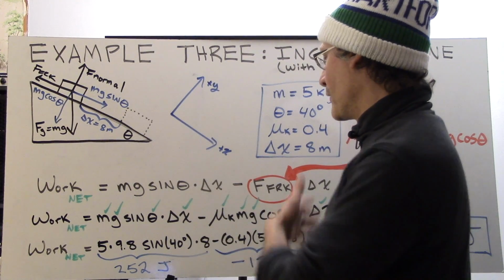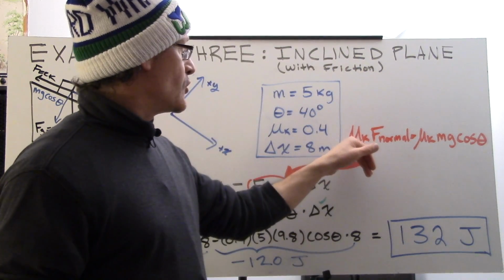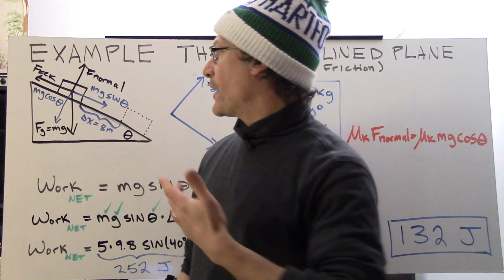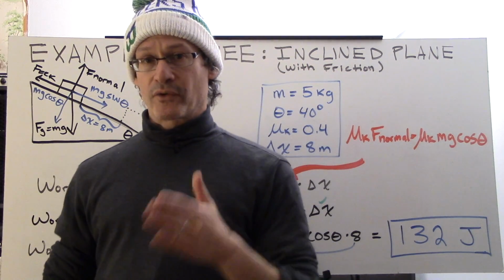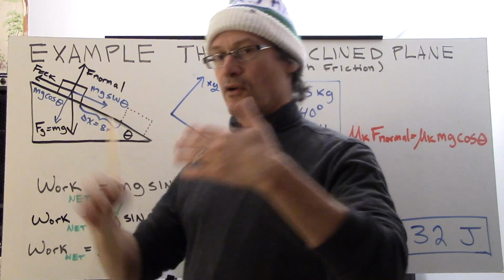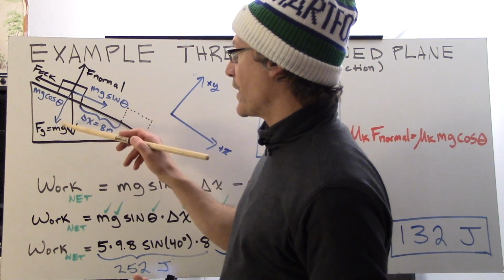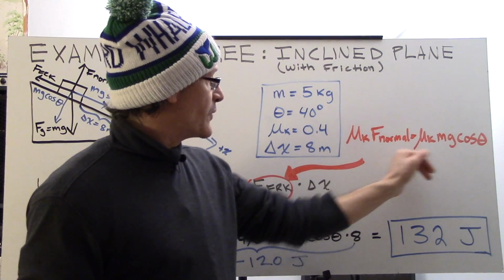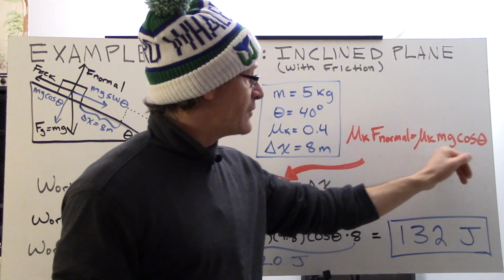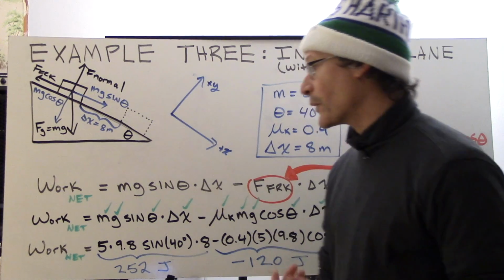Well, again, what is the force of friction kinetic? Like we've looked at before, it's mu k times force normal. There are no other vertical forces except for mg cosine theta, so there's no other angle and stuff like that. So the force normal will equal mg cosine theta, and that's what we have here for force normal. So the whole thing for friction is mu kinetic times mg cosine theta. So we're going to plug that in here. And so here we go.